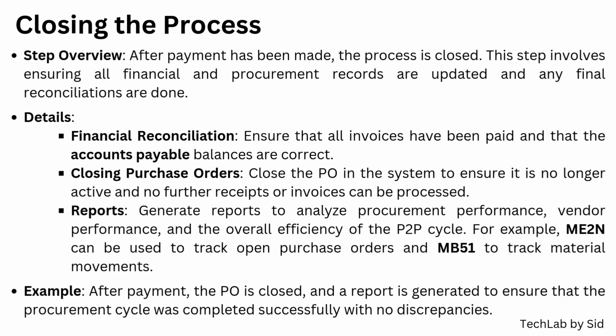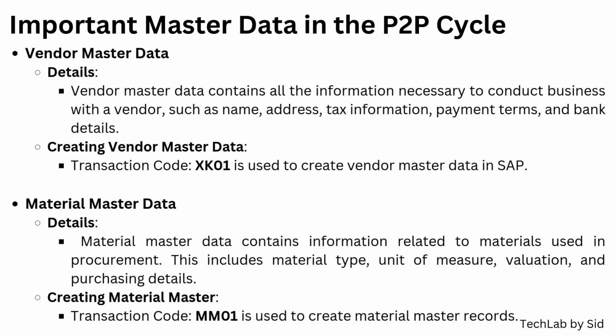This includes confirming that financial reconciliations are done, invoices have been paid, and accounts payable balances are accurate. The PO is closed to prevent further receipts or invoices from being processed. Master data is essential for efficient, accurate, and compliant procurement processes in the P2P cycle.